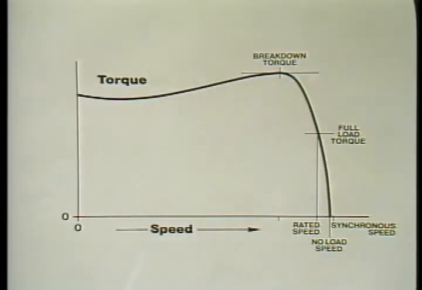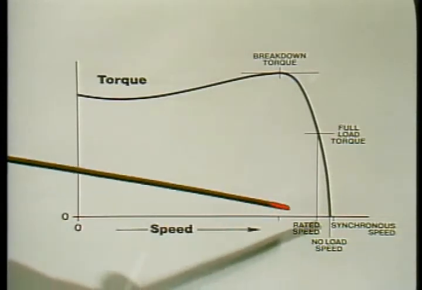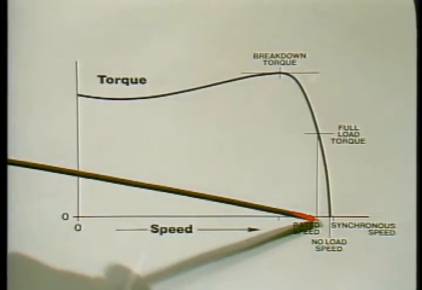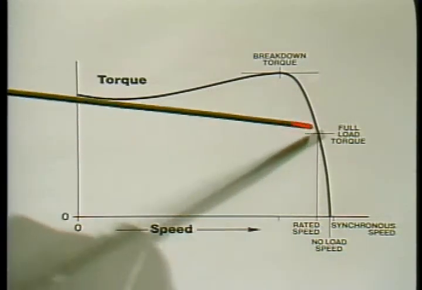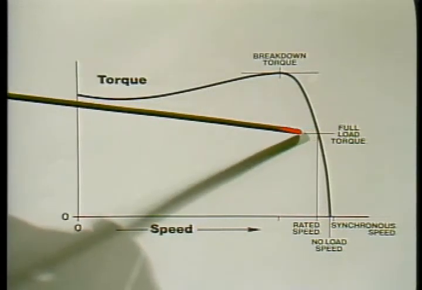The actual torque curve for a typical induction motor looks like this. At every speed below no-load speed, an induction motor will exert a particular amount of torque. At the motor's rated speed, usually 90 to 97% of synchronous speed, the torque it exerts is enough to provide the motor's rated horsepower output.